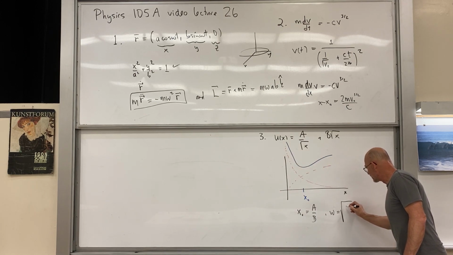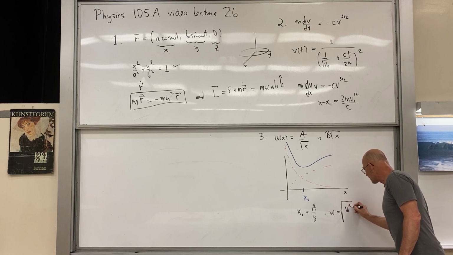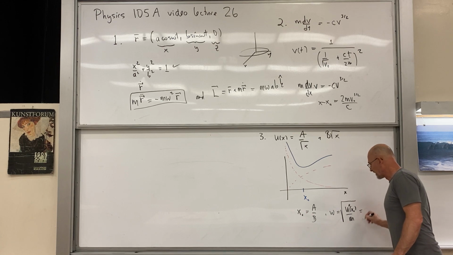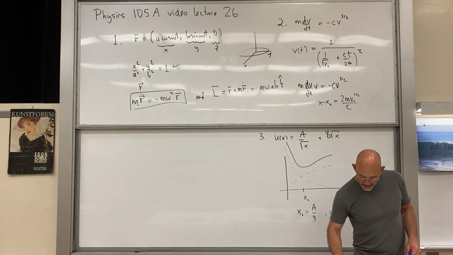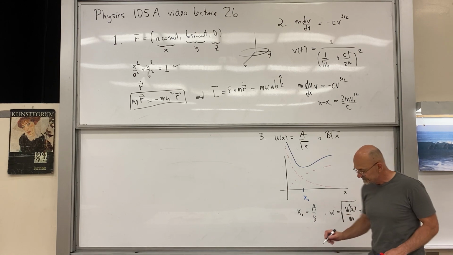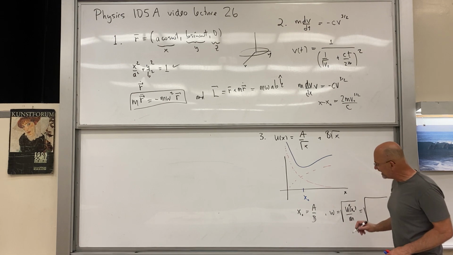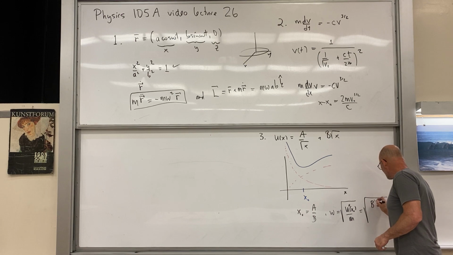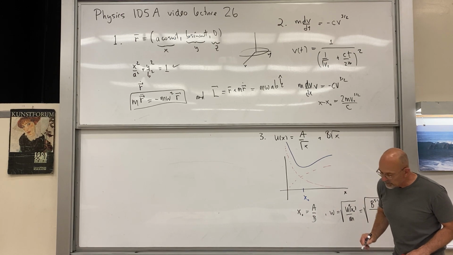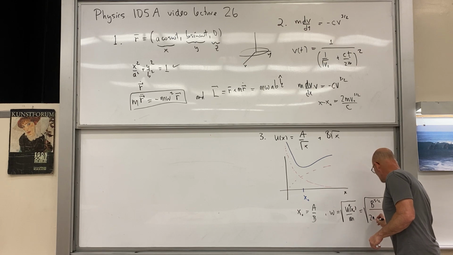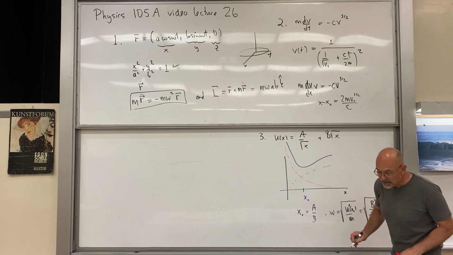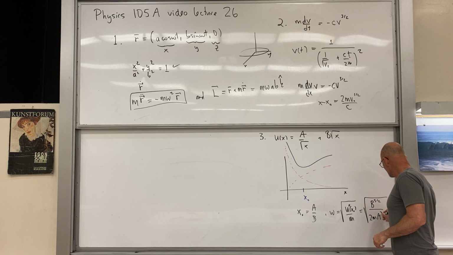Root u double prime evaluated at x0 divided by m. And in this case, after a little bit of algebra, what do we get? We get root b to the 5/2 power over 2m a to the 3/2. Okay.